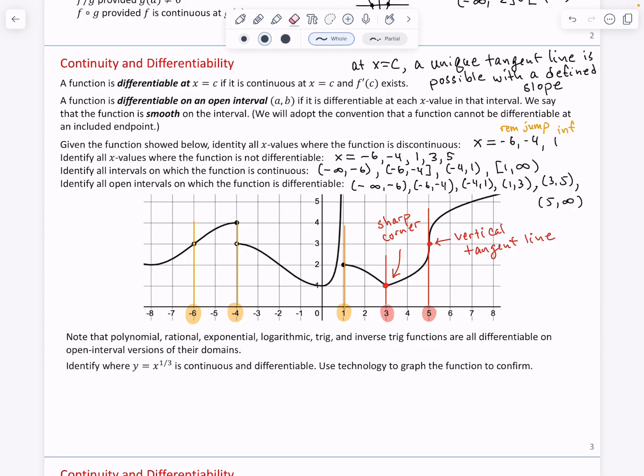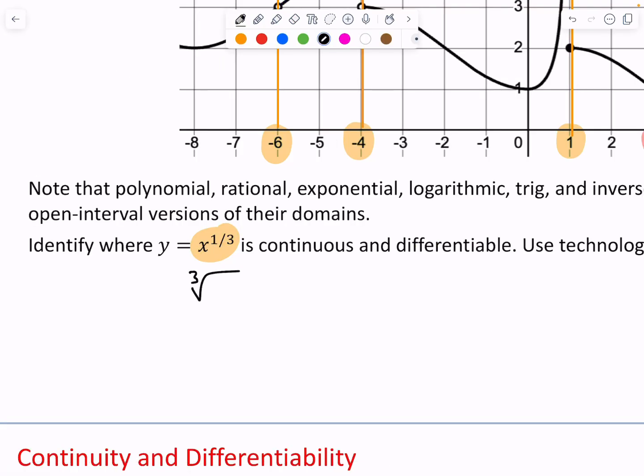Use technology to graph the function to confirm. X to the 1/3 is the same thing as the cube root of x, so we're doing an odd root of x. You can odd root positive, 0, or negative. So this function is continuous on the entire number line.